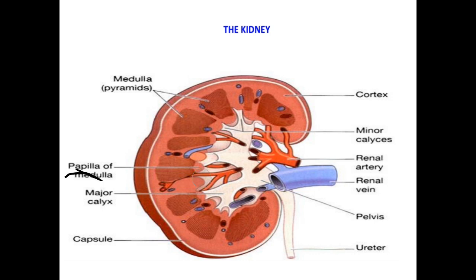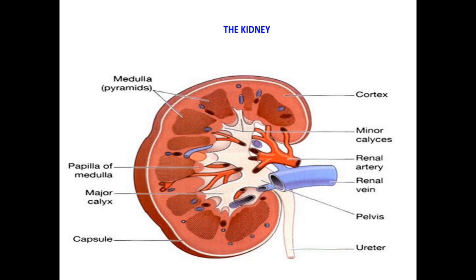Just right here we have got our papilla of medulla, and then on the other side we've got the major calyx. We've got the capsule, which is the outermost layer. And then the other side we've got the cortex, which is the second layer. And then we've got the minor calyx, we have the renal artery, we have the renal vein, we have the renal pelvis, and we have the ureter.